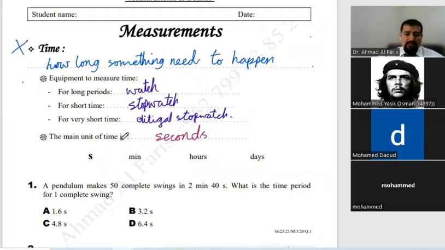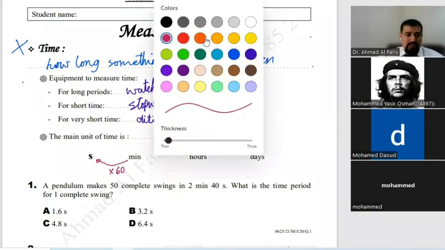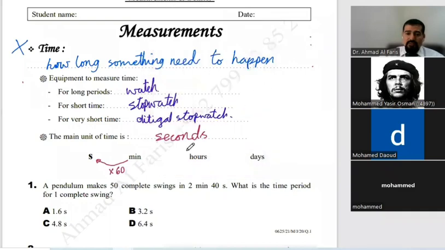And the main unit is what? Is seconds. Now we have to know how to convert from minutes into seconds, which is by multiplying by how much? Every minute, how many seconds? Exactly, 60. Thank you, Tina. And also we have to know how to convert hours into what? Into seconds. By multiplying by how much? By 60. Every hour has 60 minutes and every minute has 60 seconds.